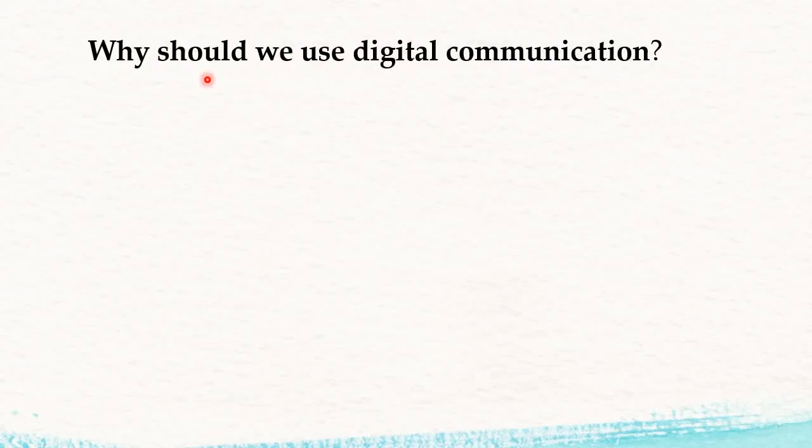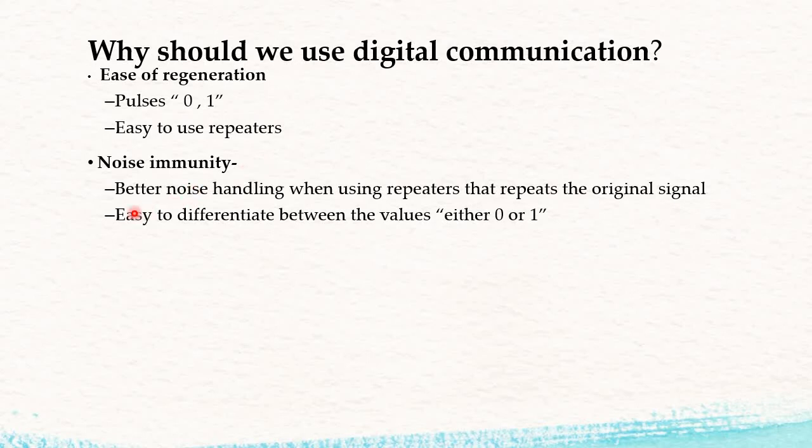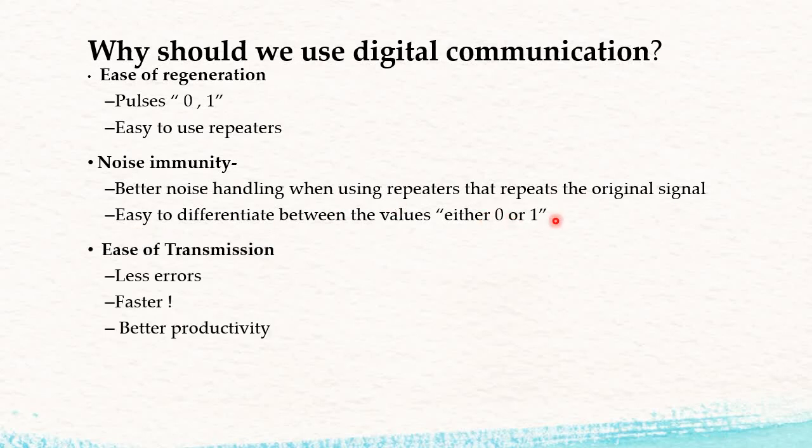Now the question arises, why should we go for digital communication? The first one is ease of regeneration. The pulses which we are transferring in digital communication are in the form of zeros and ones, and it is easy to use repeaters. Second one is noise immunity. The digital communication system has better noise handling because the repeater repeats the original signal. It doesn't repeat the noise, it just repeats the original signal. Therefore it has better noise immunity and it is easy to differentiate between the values 1 and 0. Next is ease of transmission. The data which we are transferring through digital communication has less error.